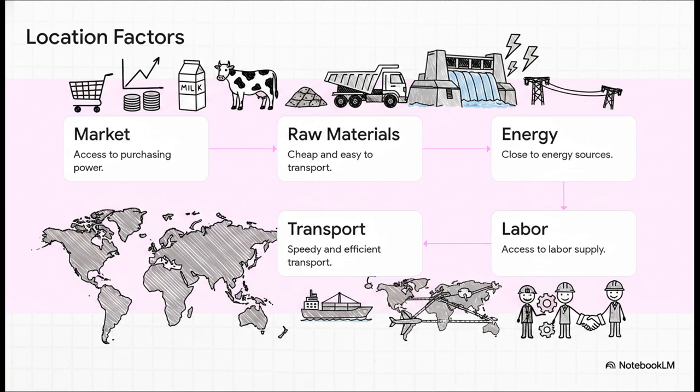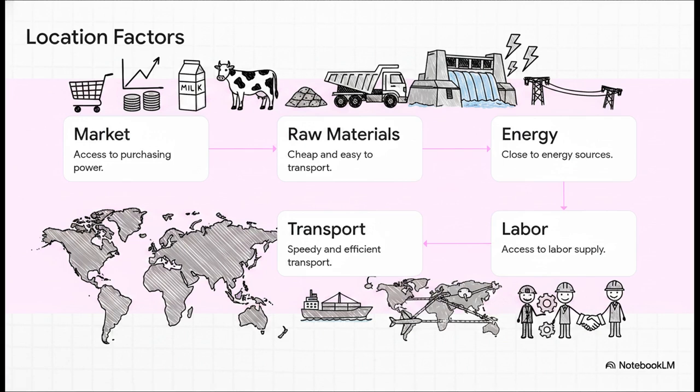First, access to the market. You need people who actually want your goods, and more importantly, have the purchasing power to buy them. Next is proximity to raw materials. This is a big one. It's absolutely critical if your materials are perishable, like dairy, or if they're what we call weight-losing. For instance, a heavy steel plant needs to be right next to its raw materials because transporting bulky, heavy ore over long distances totally destroys your profit margins. Then, energy sources. The aluminum industry uses insane amounts of power, so it has to locate near massive energy sources like hydroelectric plants.